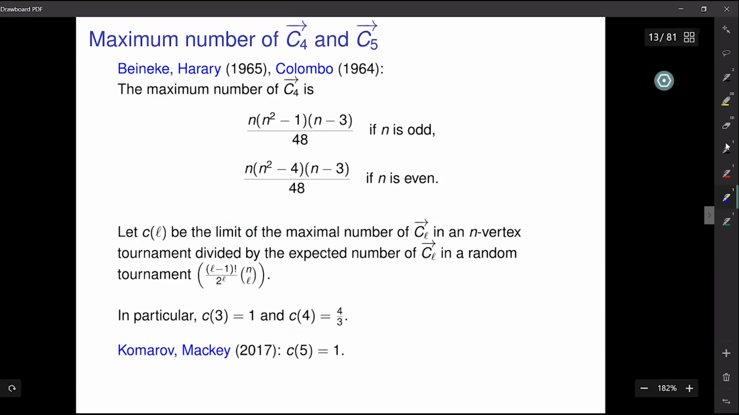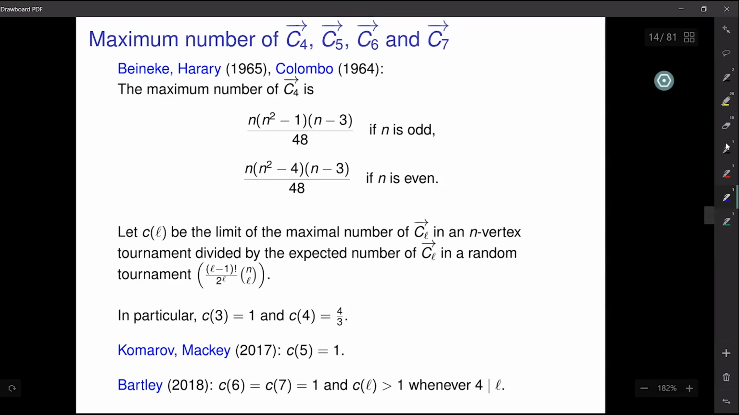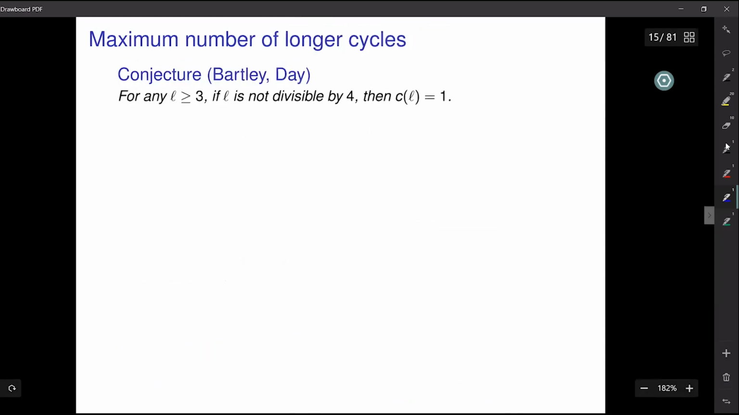So what happened later? Five years ago, Komarov and Mackey showed that for 5-cycles, also a quasi-random tournament is maximizing the number of 5-cycles in the limit, while for C6 and C7, the same happens. But whenever the length of the cycle is divisible by 4, in particular for C8, it's not 1 anymore, it's something strictly bigger. So we can see that for C4 it was something bigger, and for lengths divisible by 4 in general, we have a construction which gives something better than the random one. And because of this, the following conjecture appeared.